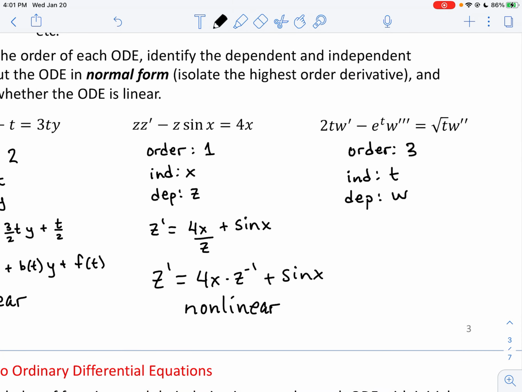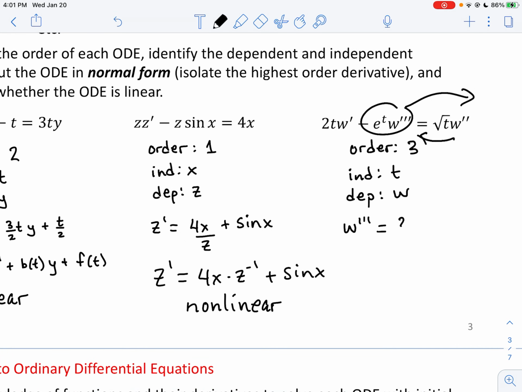We can solve this for w triple prime, get the highest order isolated. See if I can do this in my head as well. I'm thinking of adding this to that side, subtracting that to the other side, and then dividing everything by e to the t. So it looks like in the end we have 2t over e to the t times w, and then minus radical t over e to the t w double prime.